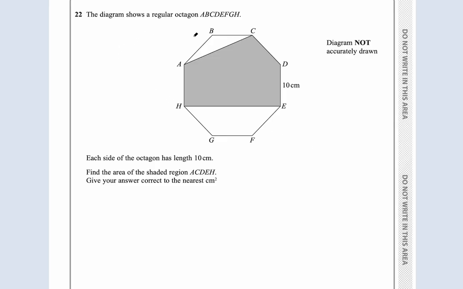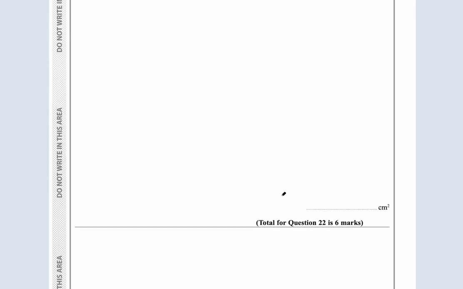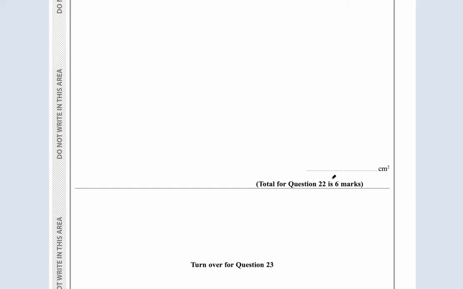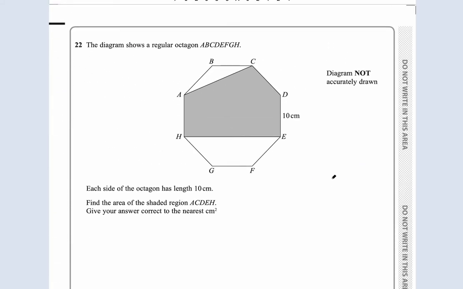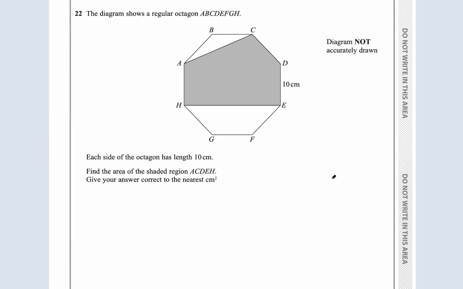The diagram shows a regular octagon, A, B, C, D, E, F, G, H, sides 10, and it says calculate the area of the shaded region. Now guys, they've given us 2 pages and it's 6 marks. It is obviously a really hard question.